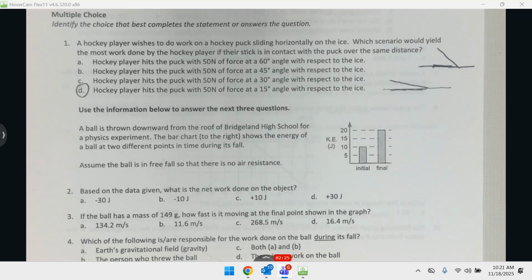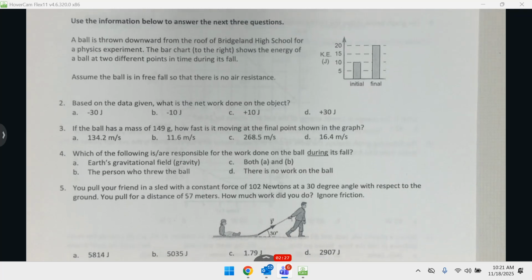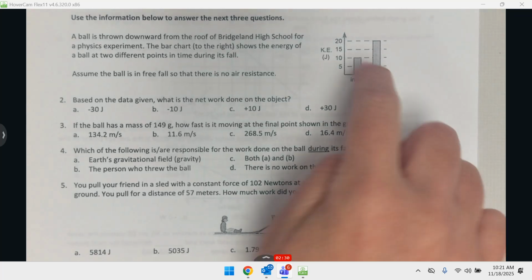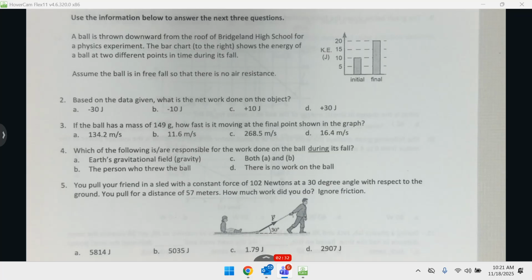All right, number 2. Numbers 2, 3, and 4 all go with this graph in this scenario. The scenario says a ball is thrown downward from the roof of Bridgeland High School for a physics experiment. The bar chart to the right shows the energy of the ball at 2 different points in time during its fall. Assume the ball is in free fall so that there is no air resistance. Question 2 says, based on the data given, what is the net work done on the object? Again, net work is equal to the change in energy for your object.